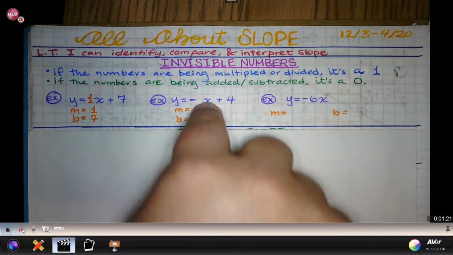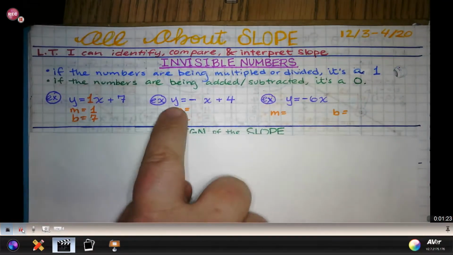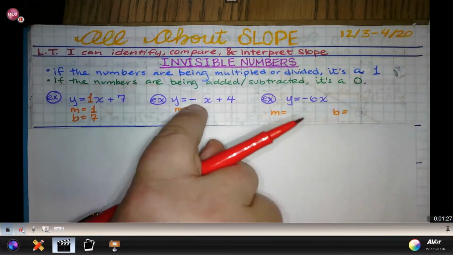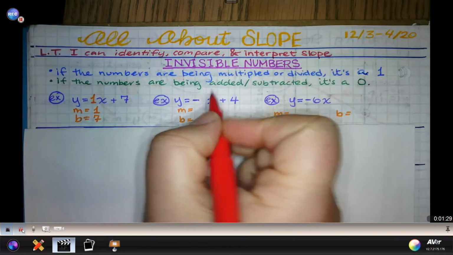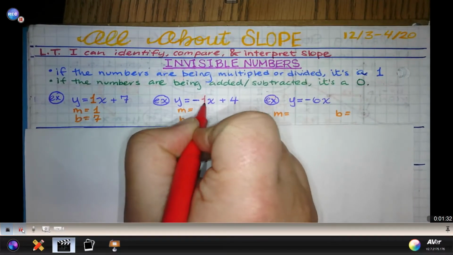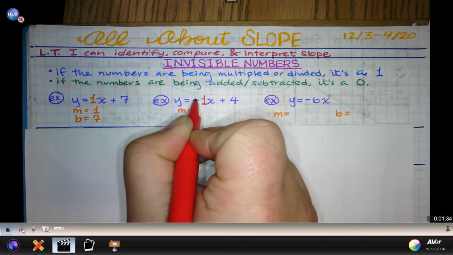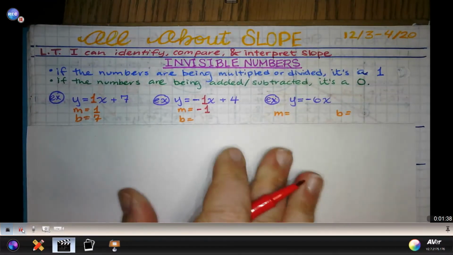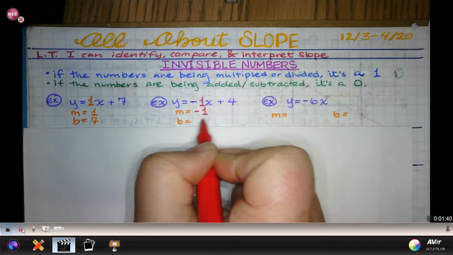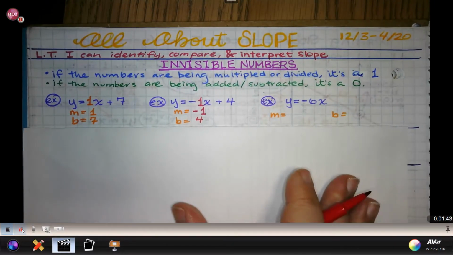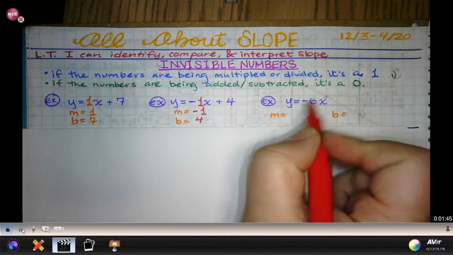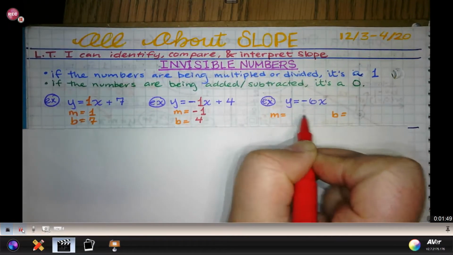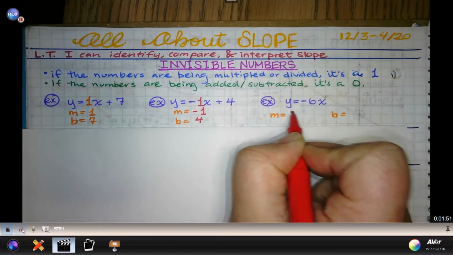Okay, so now on to this one. Here we have y equals negative x plus 4. Well, I left a little space because between this negative and this x being multiplied is the number 1. So it's actually a negative 1 now. So now we know that the slope is negative 1 and that the y-intercept is 4. Okay, and then here we have that the slope, again, never include x in the slope, guys, is negative 6.